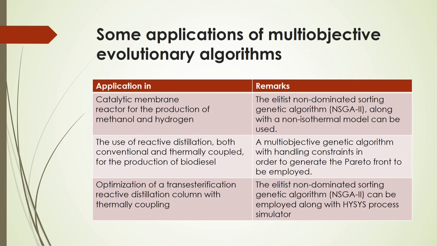In this case, the elitist non-dominated sorting genetic algorithm along with a non-isothermal model can be considered to analyze the optimal solution of this particular process. We have already discussed the different types of genetic algorithms, the different steps and also sub-algorithms, in our previous lecture.